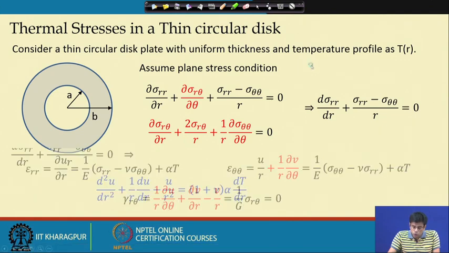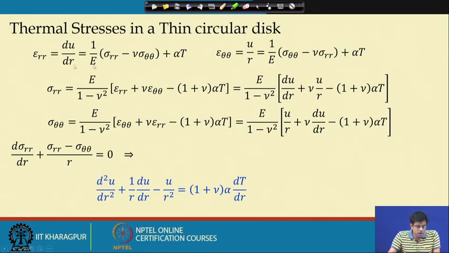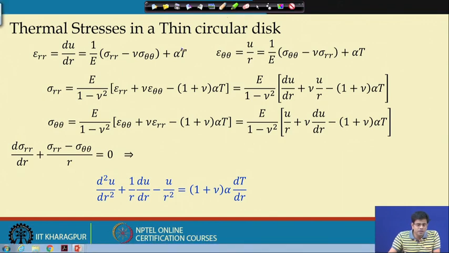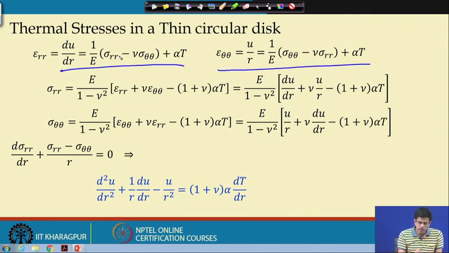Only in terms of u. So let us see what that is. This does not become partial now, because u is a function of r only. Then we write the final expression for the strains in the radial direction and the theta theta direction, and then we obtain the constitutive relation, assuming the plane stress condition.